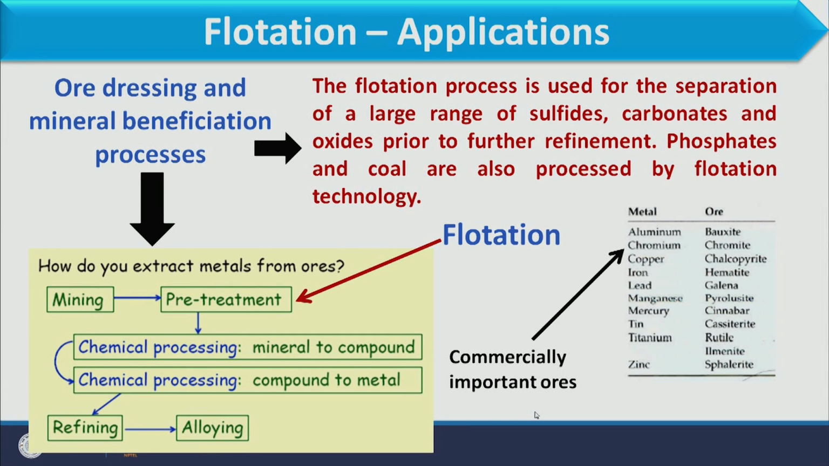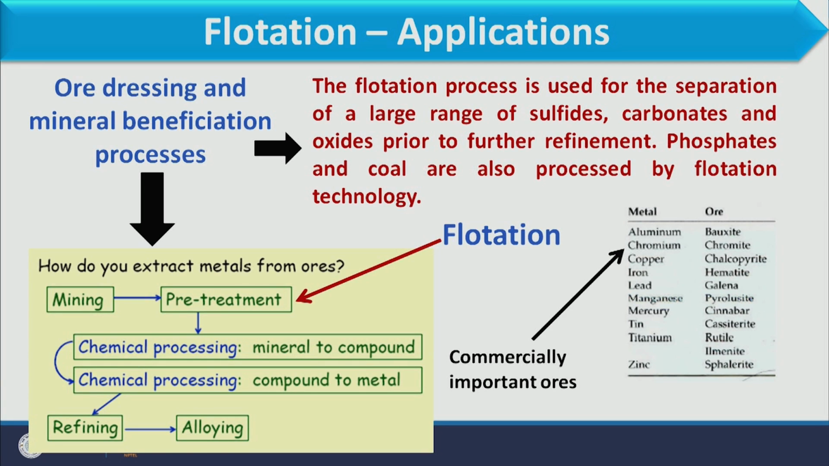And here we have some commercially important ore and associated metal. For example, if we want to separate copper, copper will be carried in chalcopyrite, and iron is in hematite. Lead, if we want to recover, for that we have to choose galena as a ore, and similarly we have many other, like if we want to separate zinc, we have to separate sphalerite from the mixture which I am getting from mining.